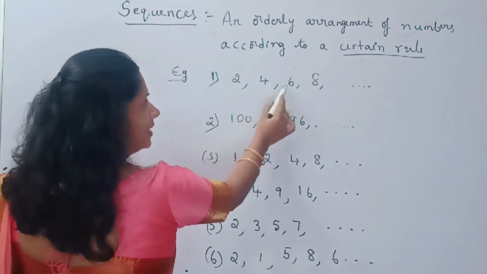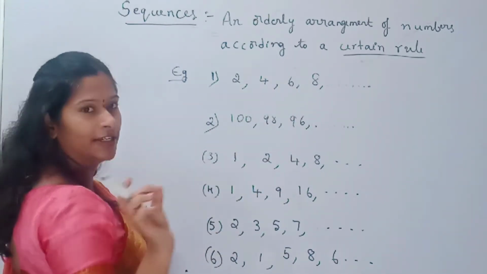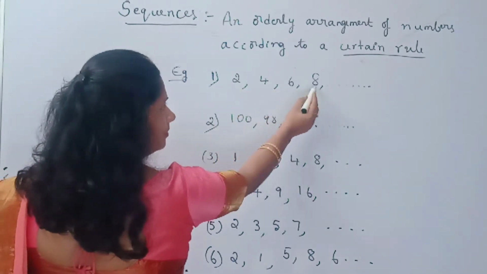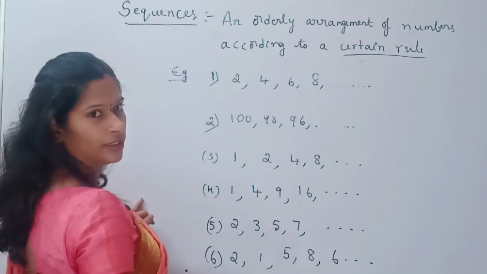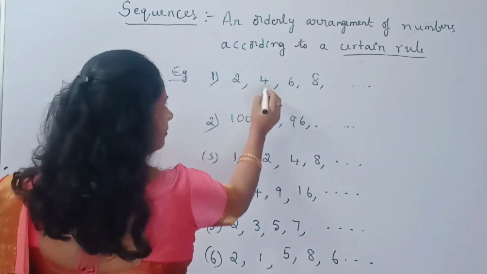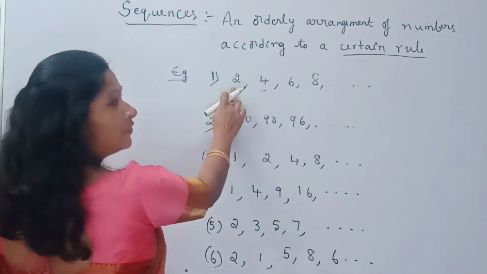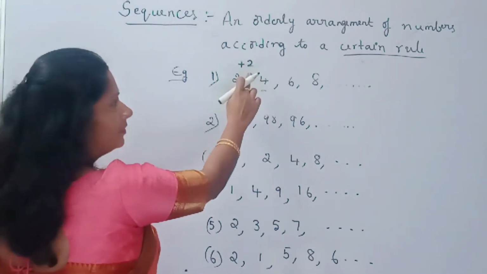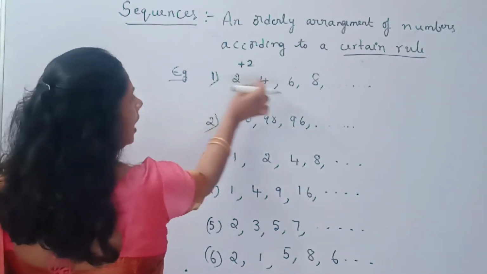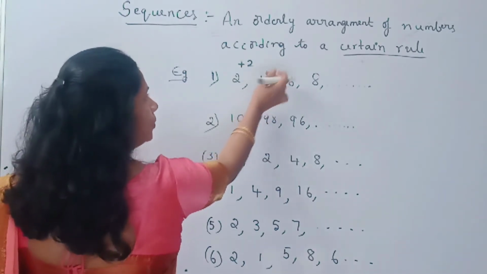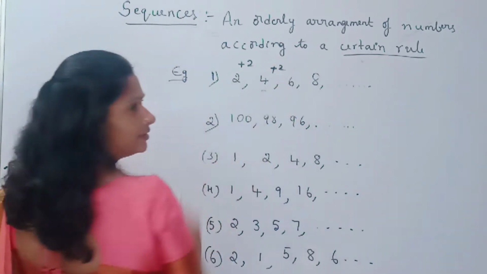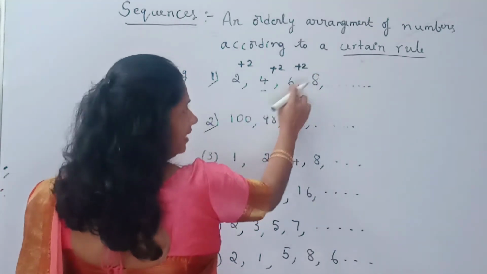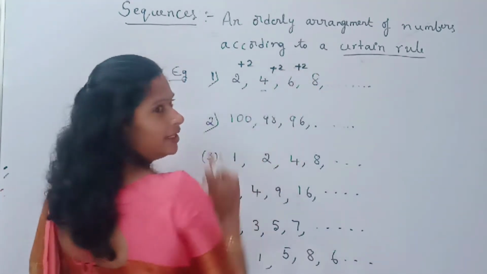Each of the numbers in the list is called a term. 2 is the first term, 4 is the second term, 6 is the third term, 8 is the fourth term and so on. If I take the second term 4, how will I get 4 from the first term? If I add 2 to the first term, I'll get the second term. If I add 2 to 2, I'll get 4. If I add 2 to the second term, I'll get the third term 6. If I add 2 to 6, then I'll get 8.